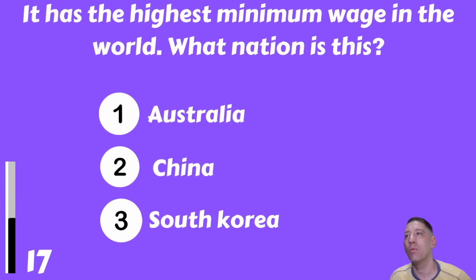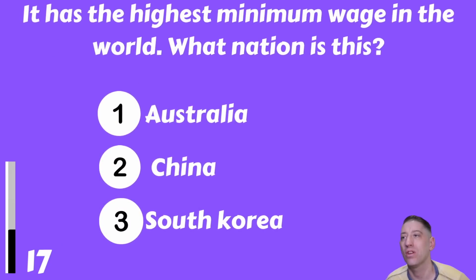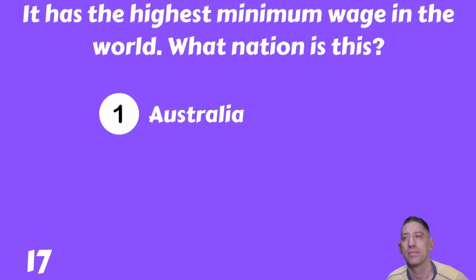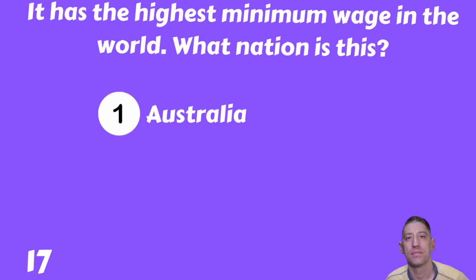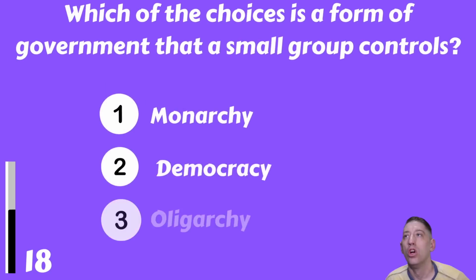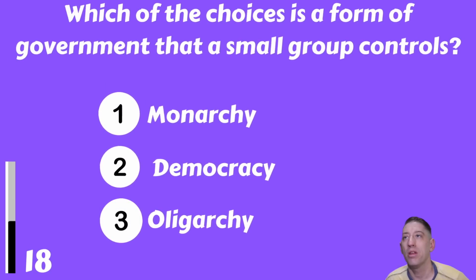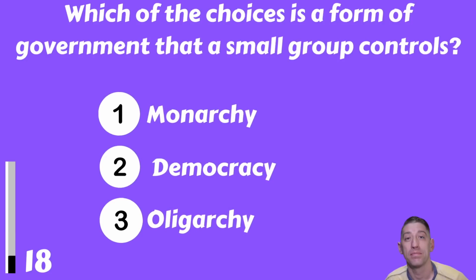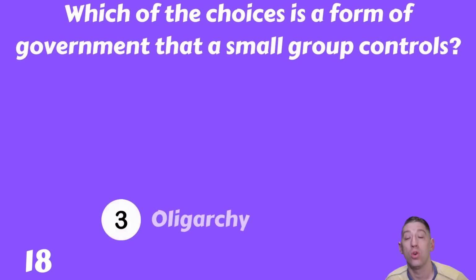It has the highest minimum wage in the world. What nation is this? Australia, China, or South Korea? Australia. Which of the choices is a form of government that is a small group controls? Monarchy, democracy, or oligarchy? Oligarchy.